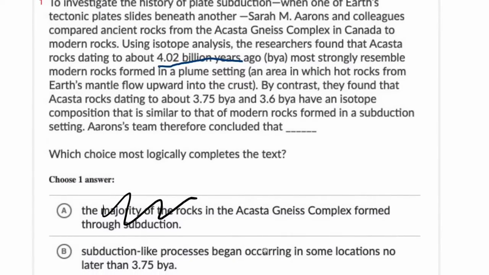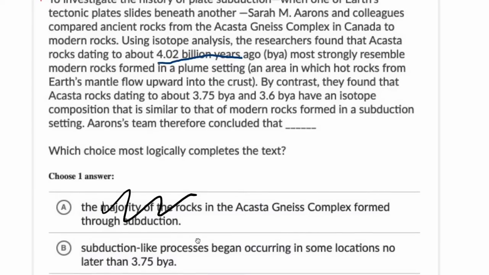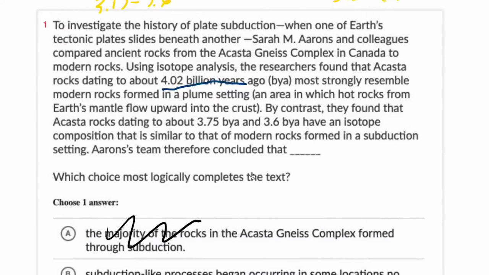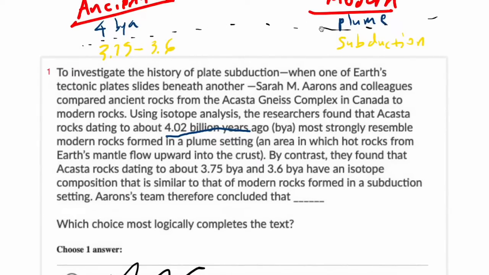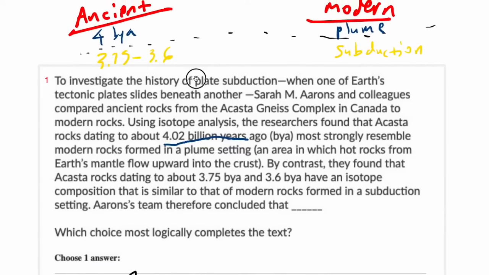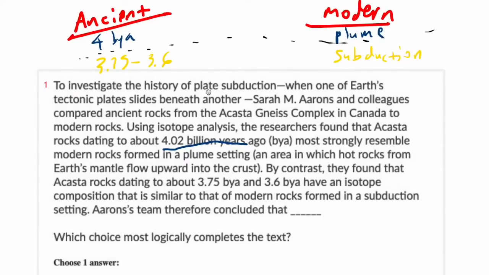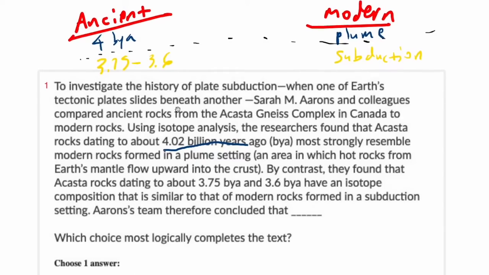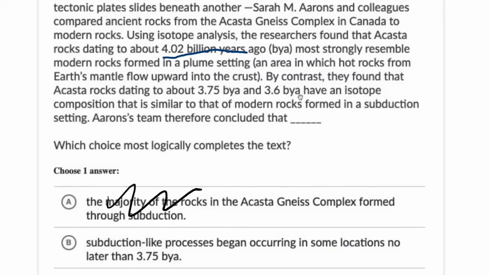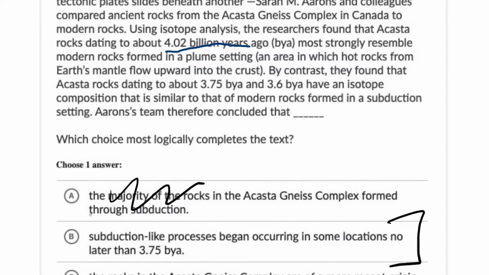Subduction-like processes began occurring in some locations no later than 3.75 billion years ago. Now that makes sense. No later than. That means at least by that time. If I said be here no later than 8 o'clock, well, you could get there at 7:59 or 7:58 or 7:30, but you got to be there by 8. In this case, no later than 3.75 billion years ago. Yeah, by 3.75 billion years ago, this was happening. And so that should be our answer here.